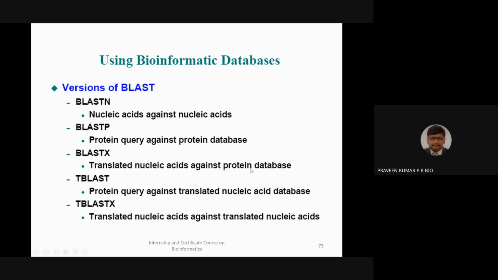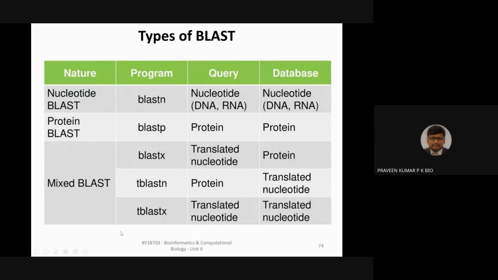So in the previous case, what we tried, we got the protein as an output. But if you try with TBLASTX, you won't get protein sequences, but you get mRNA as an output. For an mRNA query, if you try with the mRNA database, for this you can go for TBLASTX. This is the program we use. Got it? So these are the 5 versions of BLAST.